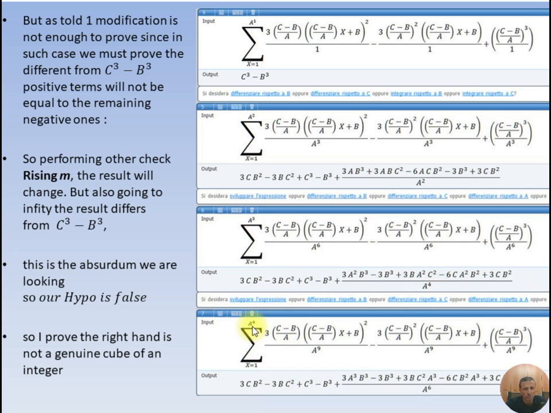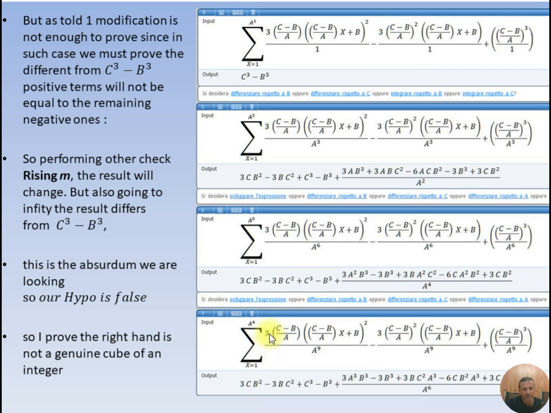The same if we multiply by a cube, so we go to a to the 4, and we divide by a to the 9, and then here we have a to the 6. This means that this is not a genuine cube. So this sum cannot be a cube of an integer, because it does not behave like a genuine cube.